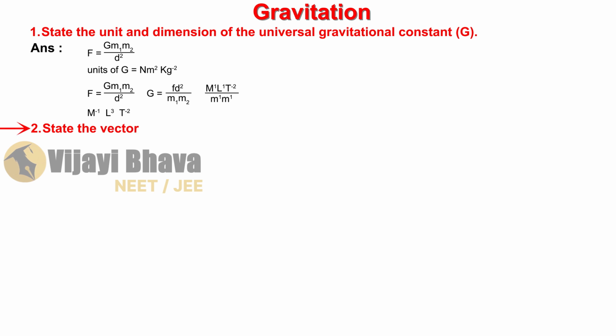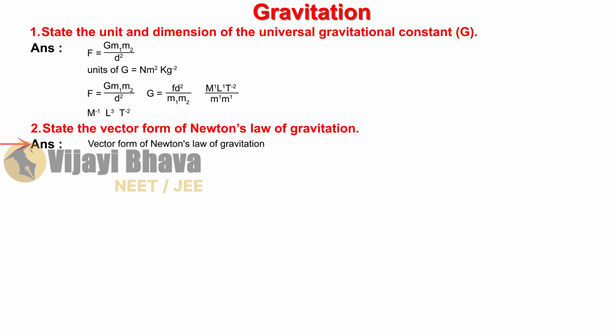State the vector form of Newton's law of gravitation. The answer is, the vector form of Newton's law of gravitation is F is equal to minus G m1 m2 by r cube into r, where r cap is the unit vector.